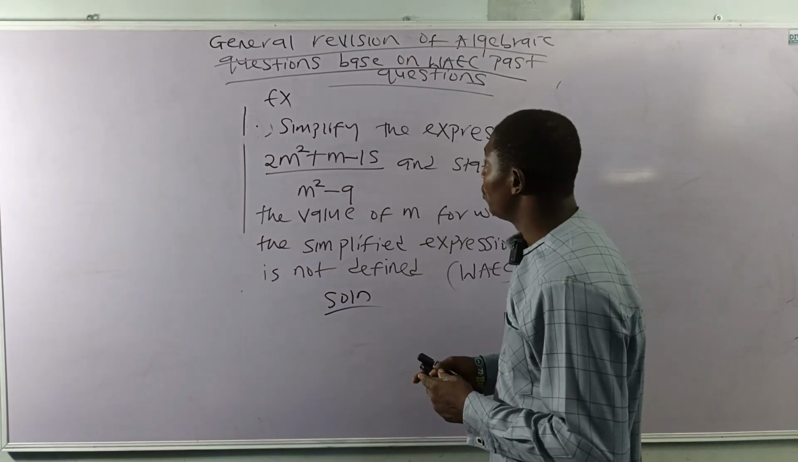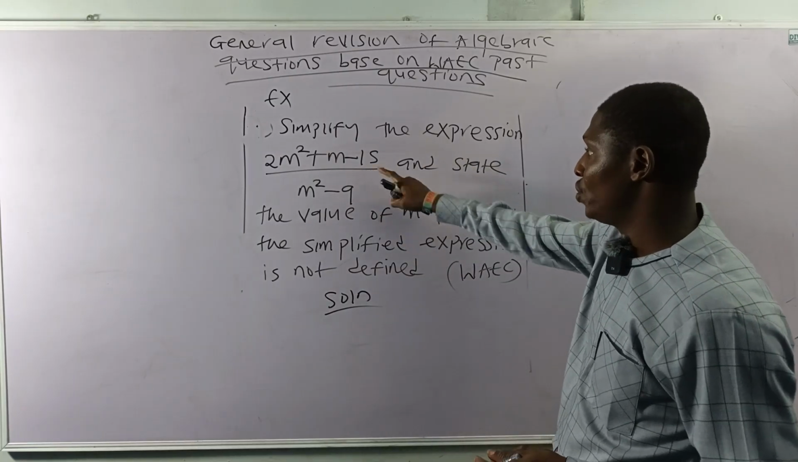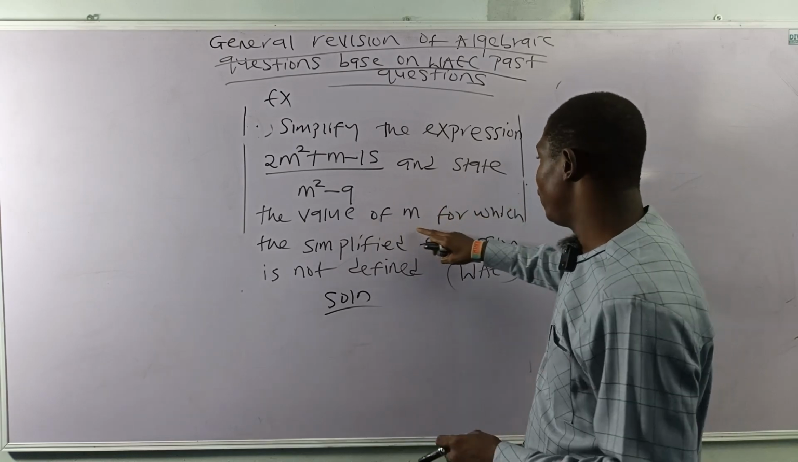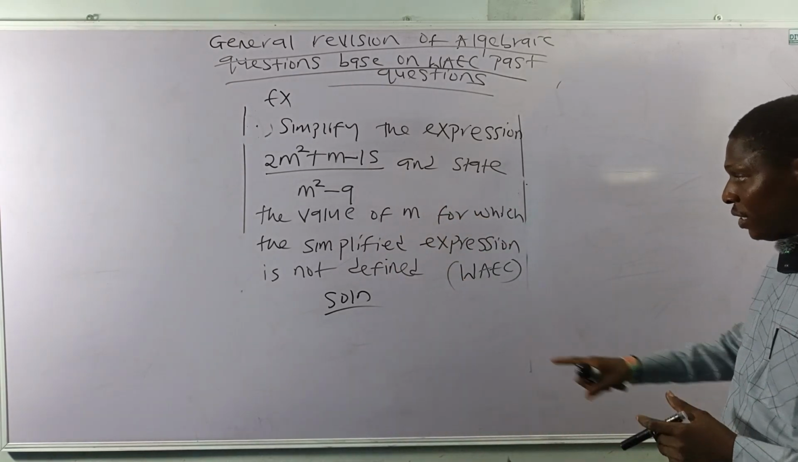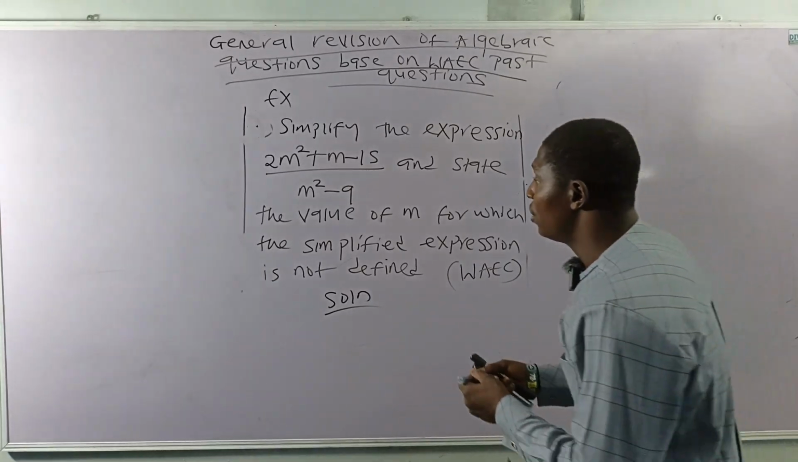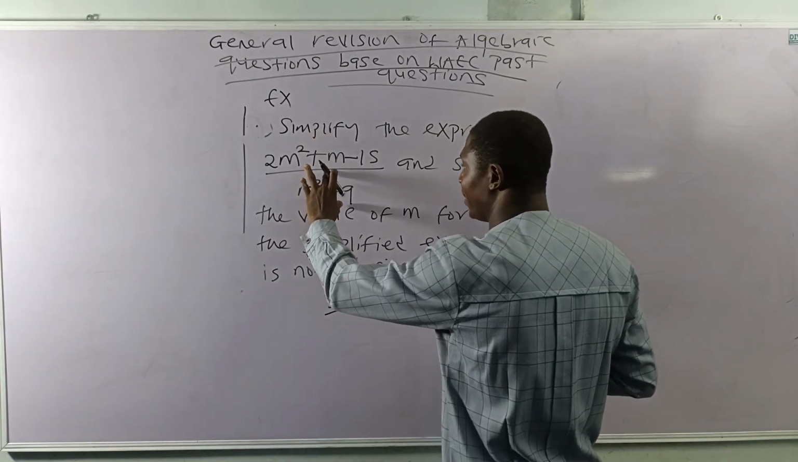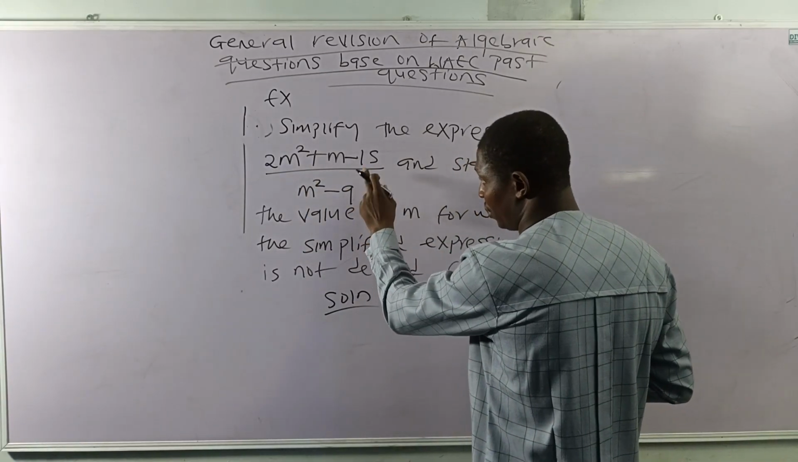So we have another question. They say simplify the expression 2m squared plus m minus 15 all over m squared minus 9 and state the value of m for which the simplified expression is not well defined. It's a factorization question again. So we simply factorize it and check for the difference of 2 squares of this, because 9 can be written as 3 squared.